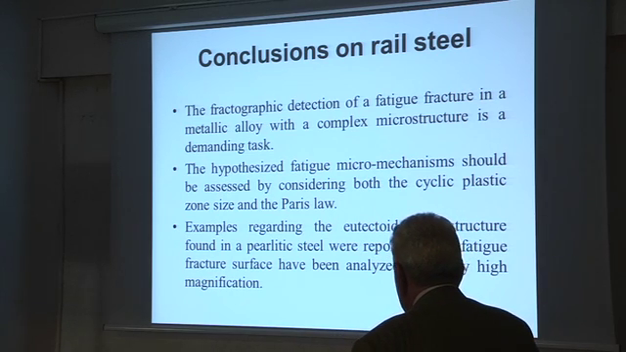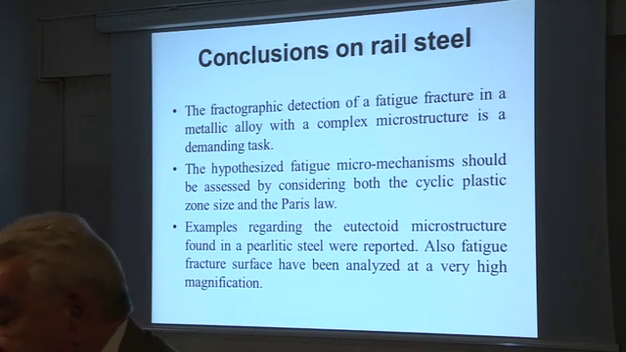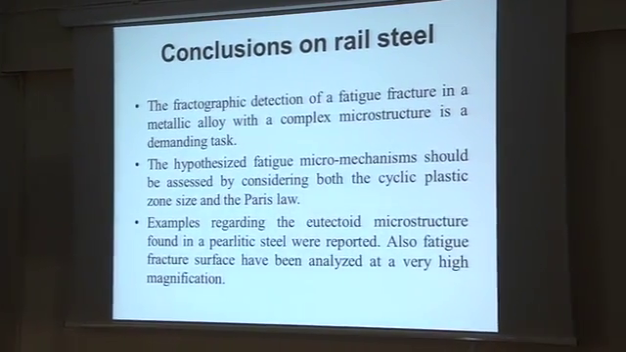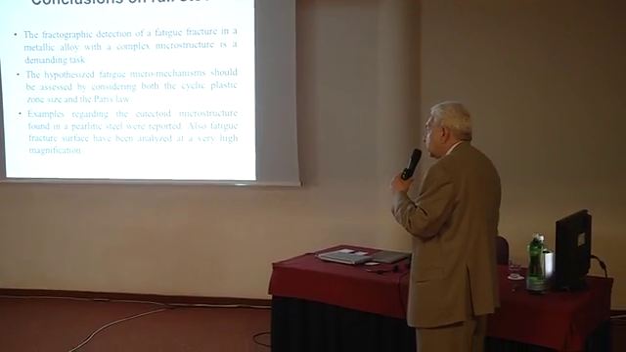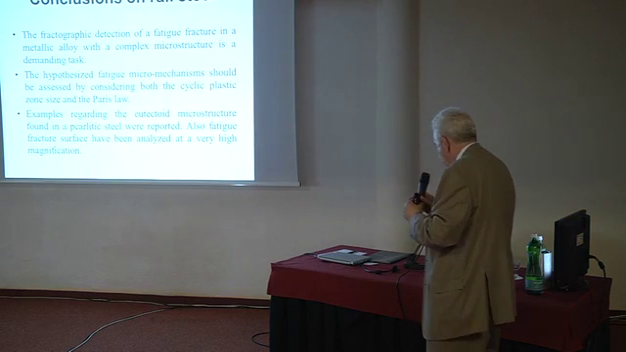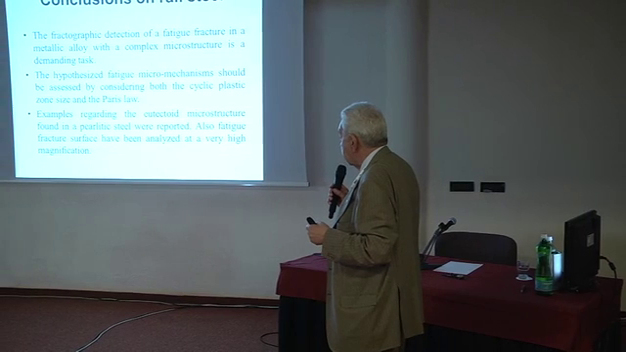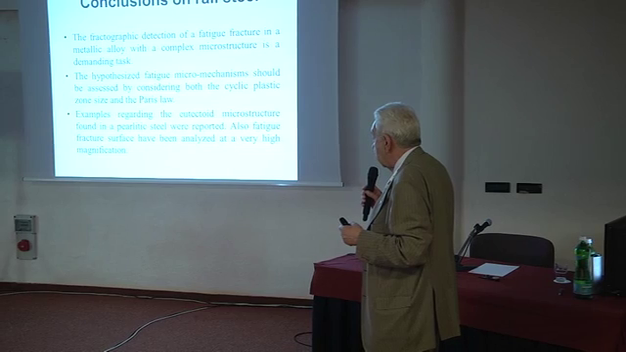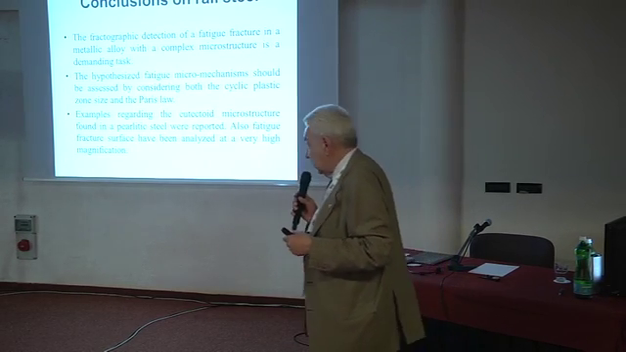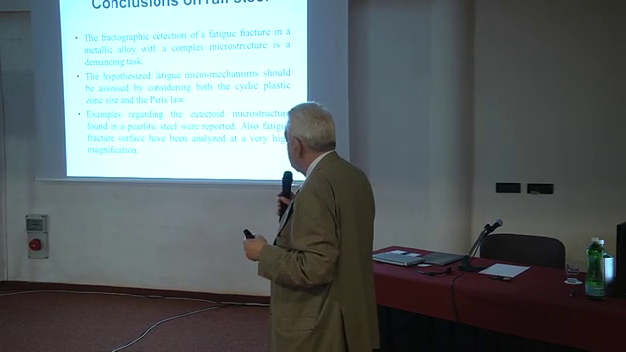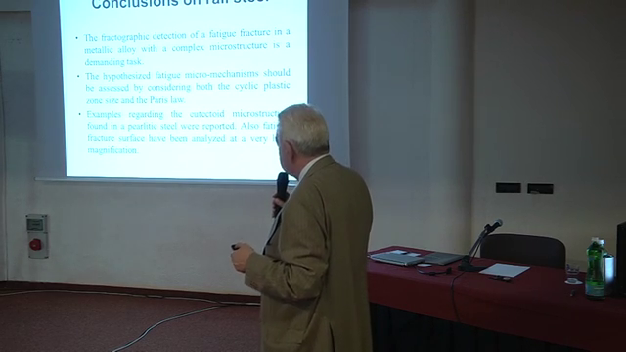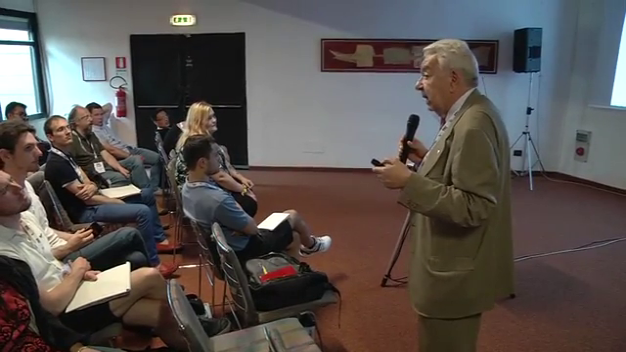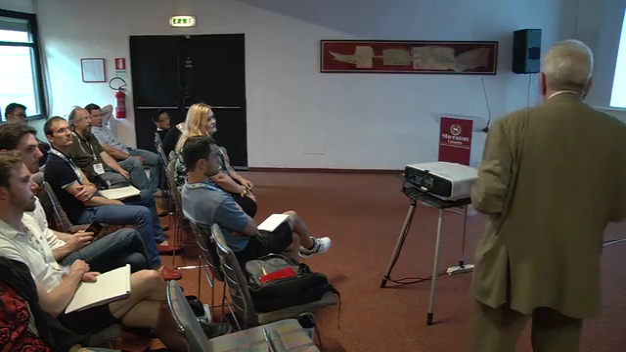So, what we can conclude on a rail steel: the fractographic detection of a fatigue fracture in a metallic alloy with a complex microstructure is, first of all, a demanding task. Second, the hypothesized fatigue micromechanisms should be assessed by considering both the cyclic plastic zone size and the Paris law. And we have been reporting examples regarding the eutectoid microstructure found in a pearlitic steel, and fatigue fracture surfaces have been analyzed. And I do repeat, you have to go to a very high magnification, 20,000, 25,000, and that has to be done in a clean scanning electron microscope.